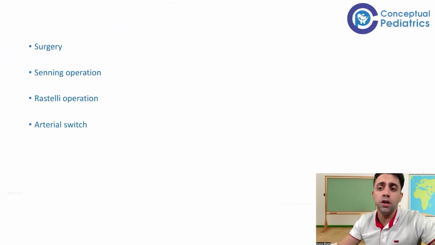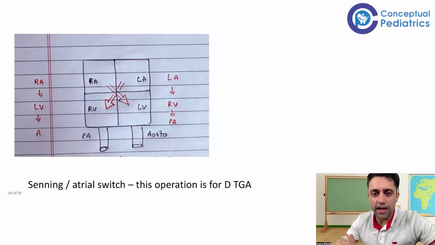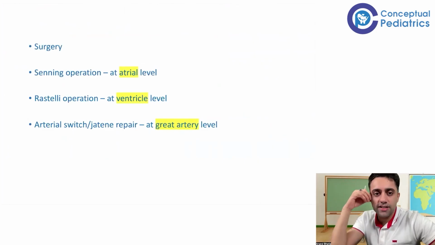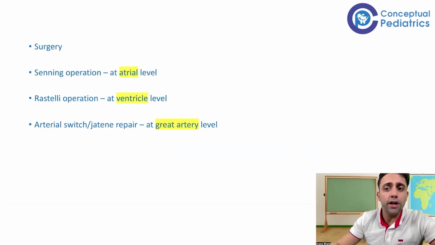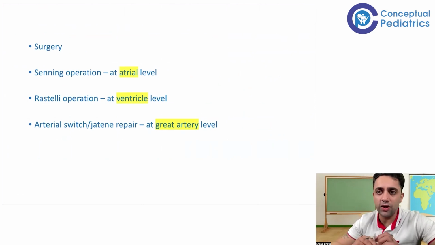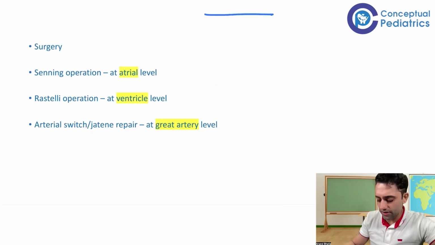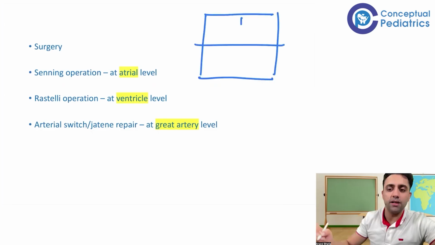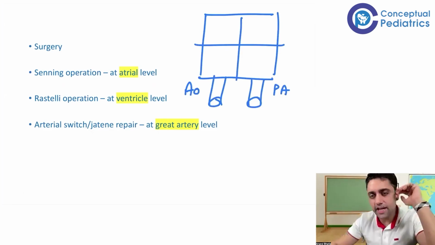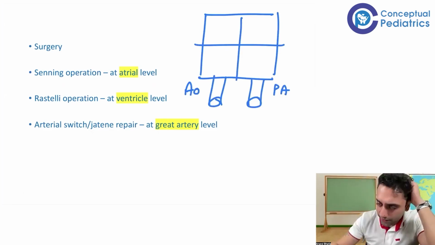Okay, now this is a very nice point I would like to mention. This is the last slide now. So, this is a very interesting slide. Now I told you TGA, number one, is parallel circulation, a cyanotic congenital heart disease, with X-ray showing an egg-on-side appearance. Now this is the aorta and this is the pulmonary artery. That is a problem, no? Right side is the aorta and left side is the pulmonary artery.